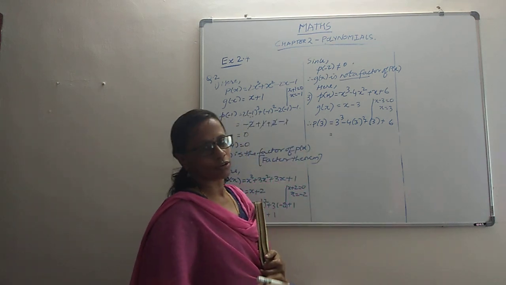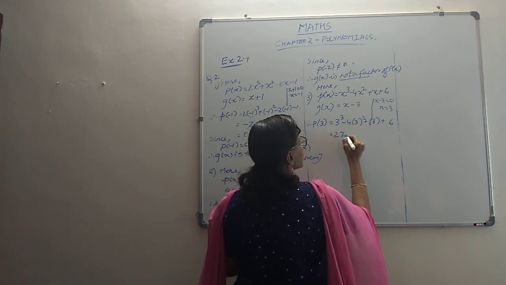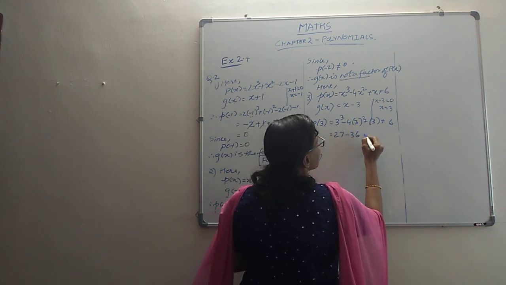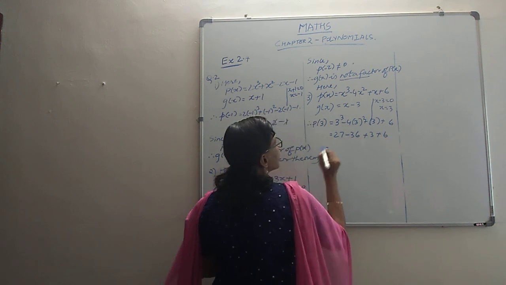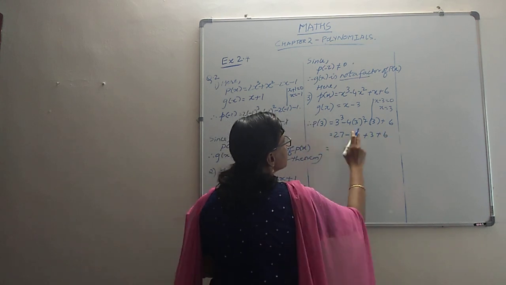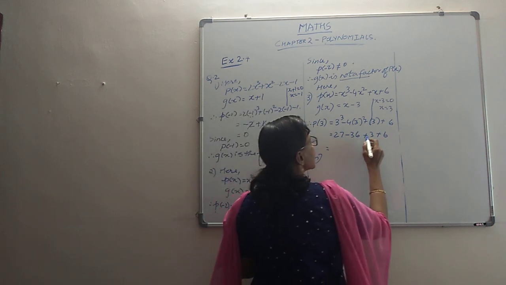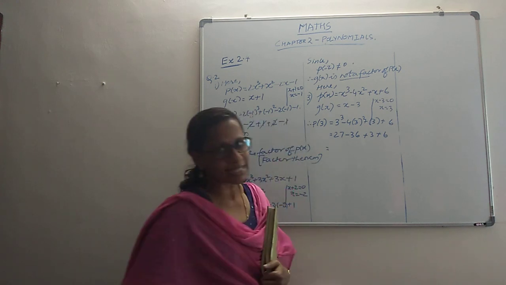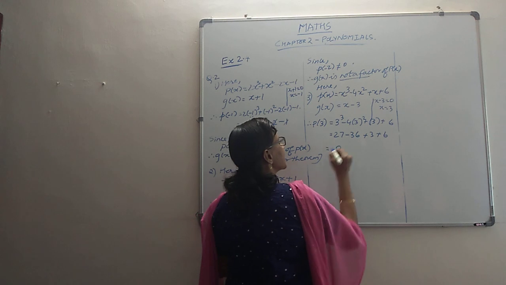3 cube we all know is 27, 3 into 3 into 3. 3 3s are 9, 9 4s are 36. And the plus 3 and the plus 6. So it's 27 minus 36, we all know it's minus 9. So it's minus 9 plus 3, which is going to be minus 6. Minus 6 plus 6 is going to be 0. So like that, this is 0.